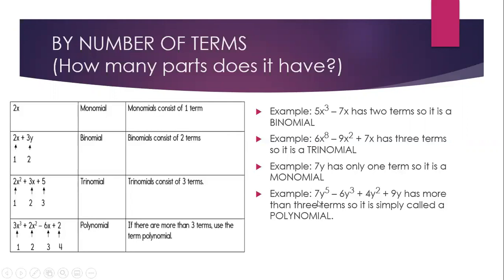And so last but not least, we've got 7y to the 5th minus 6y to the 3rd plus 4y squared plus 9y. So 1, 2, 3, 4. I've got 4 things. So what do I call something if I have more than 3 things? Well, I don't really give it a name. I just call it a polynomial. I guess we could come up with a name, but we didn't.